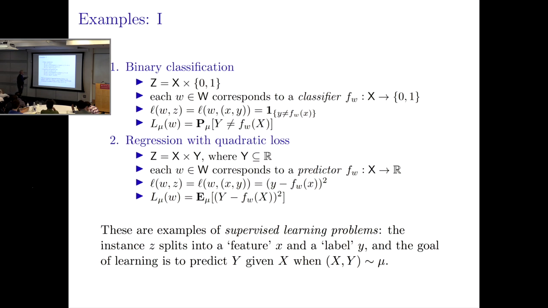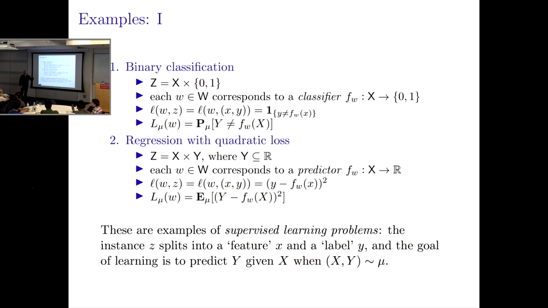So X here is a space of pixels. Like these are the Instagram photos of food, and the 0, 1 value is a label. So 0 is not hot dog, and 1 is hot dog. But then, because everybody's fancy, you use a convolutional neural net to do it, right? So W here would be the weights in the convolutional neural net, and then FW is a classifier.